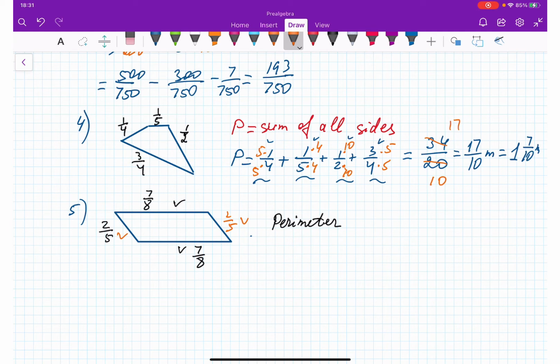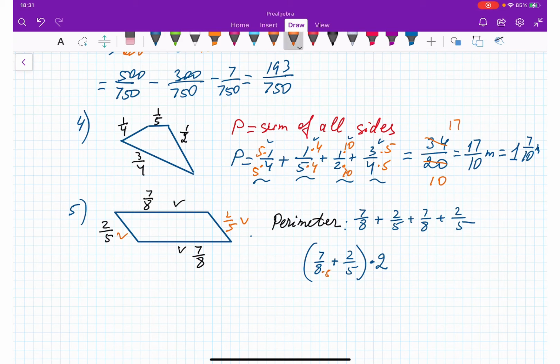So the perimeter is going to be, I have two choices. Either add each one of them, 7/8 plus 2/5 plus 7/8 plus 2/5, or, which I like better, I can do 7/8 plus 2/5 and multiply by 2. I like this better, so let's do it. Common denominator of 8 and 5 is going to be 40. That's the only option we have.